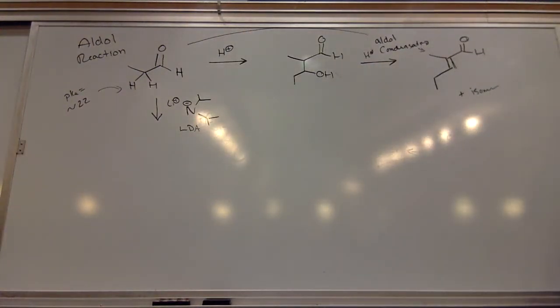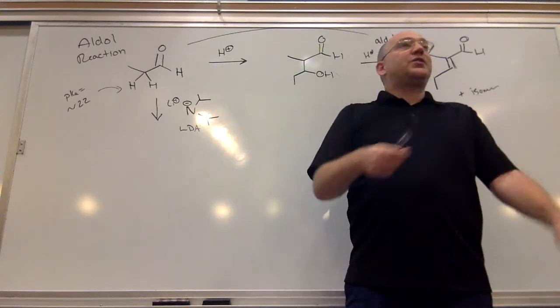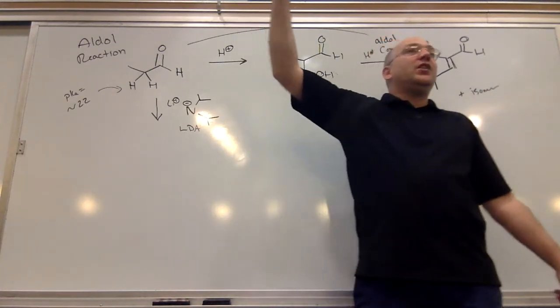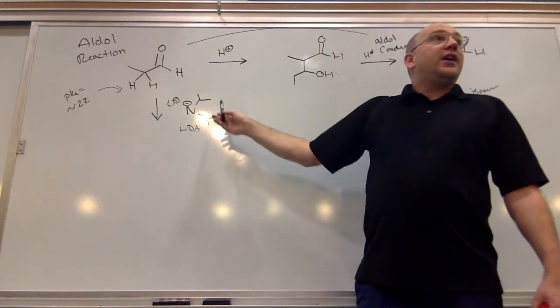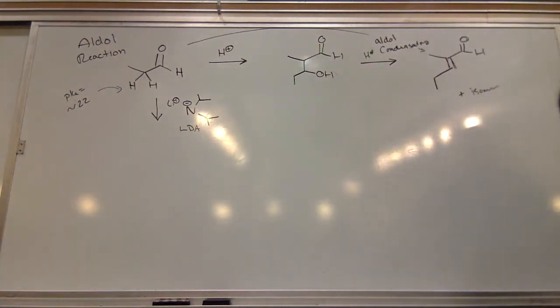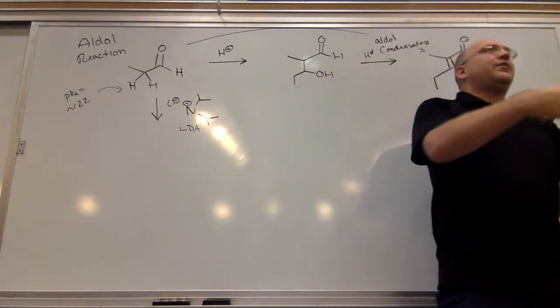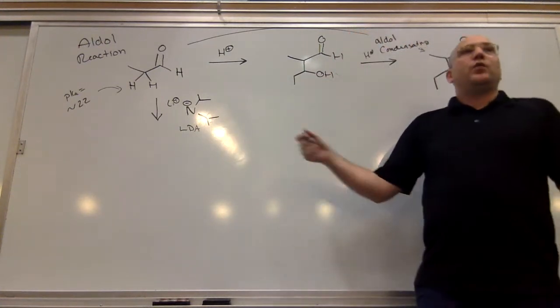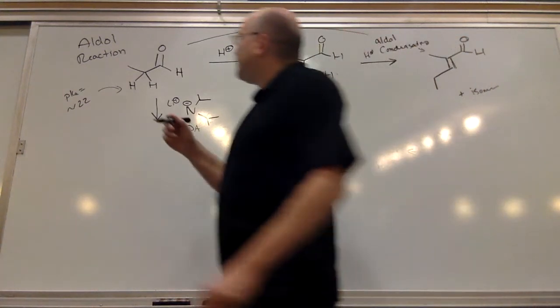LDA is a choice base, or one of the choice bases, for enolate formation, largely because of its pKa, as we know from the acetylide chemistry. The pKas of these are somewhere around 30, so they're very, very basic. It's also bulky, so you're unlikely to get side reactions. It's less likely to behave as a nucleophile. For all those reasons, it's a fairly robust choice of base to generate the enolate.